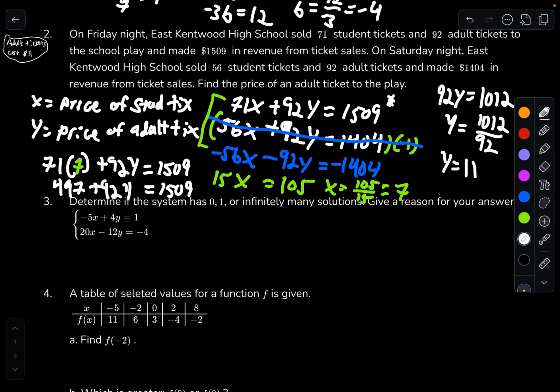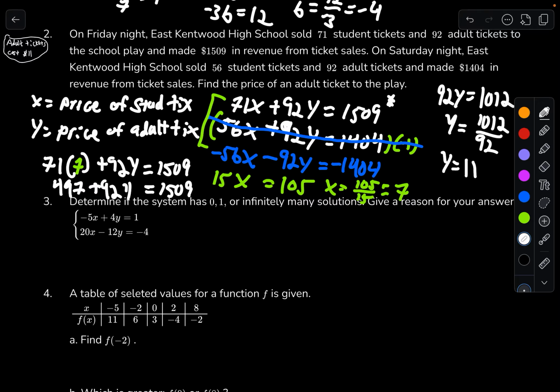All right. Determine if the system has 0, 1, or infinitely many solutions. Give a reason for your answer. Quickest way. They don't want you to solve this. You don't have to. You could try. You'll probably find out that the solution is kind of ugly if there is one. The other option is they just want to know how many solutions. And you know if the slopes are the same between these two lines, then that means they're either parallel lines or the same line. Parallel lines mean no solution, same line means many solutions, or if the slopes are not the same, then those two lines have to cross.